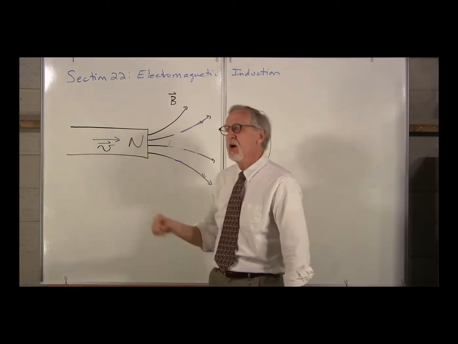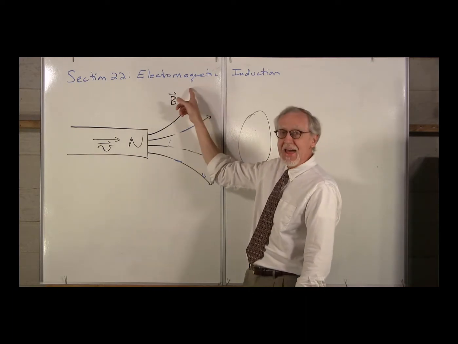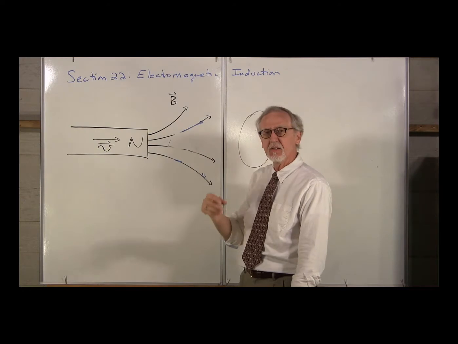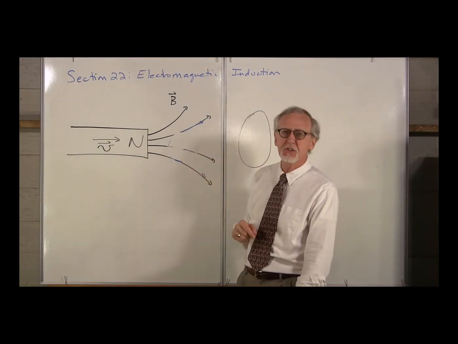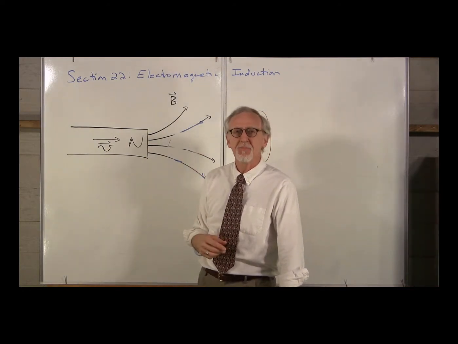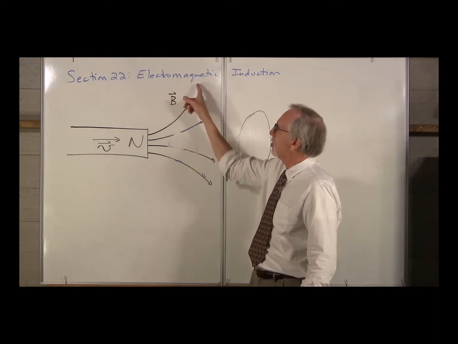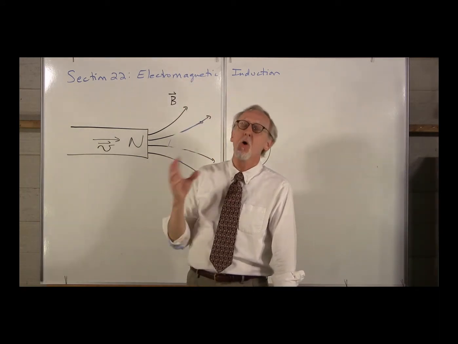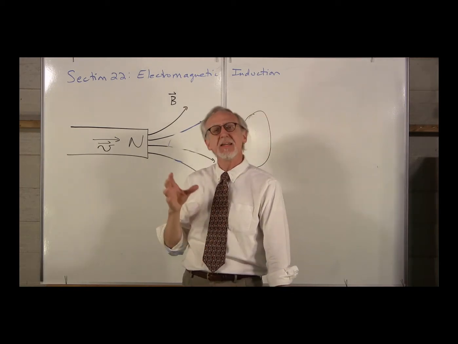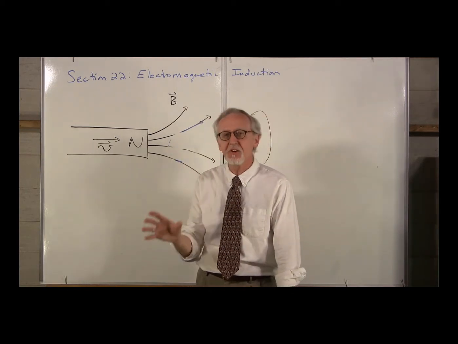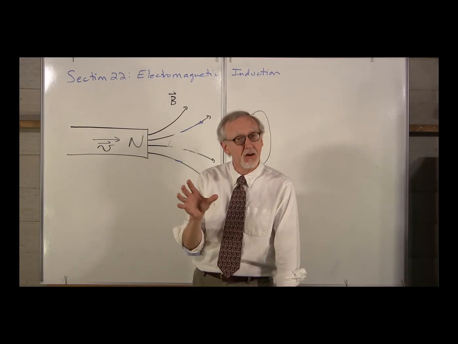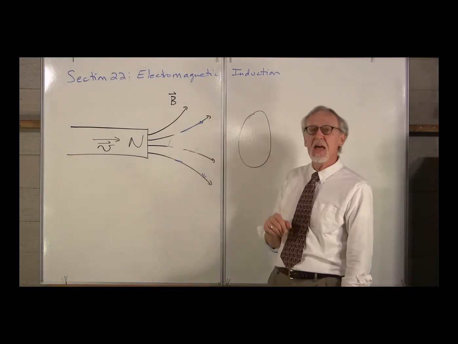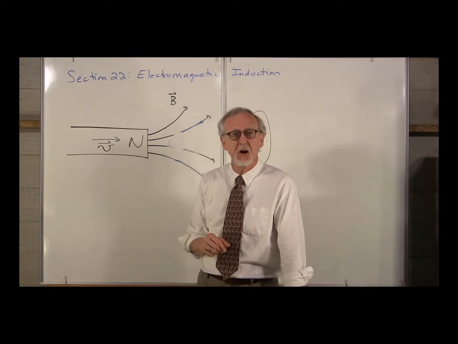Somehow the changing magnetic field creates an electric field that is pushing those charges around the loop, so to speak. That's where we get this term electromagnetic. We're not talking about just magnetism or just electricity. It's a combination of electromagnetism. They're joining together somehow. This result actually contradicts Kirchhoff's loop rule.